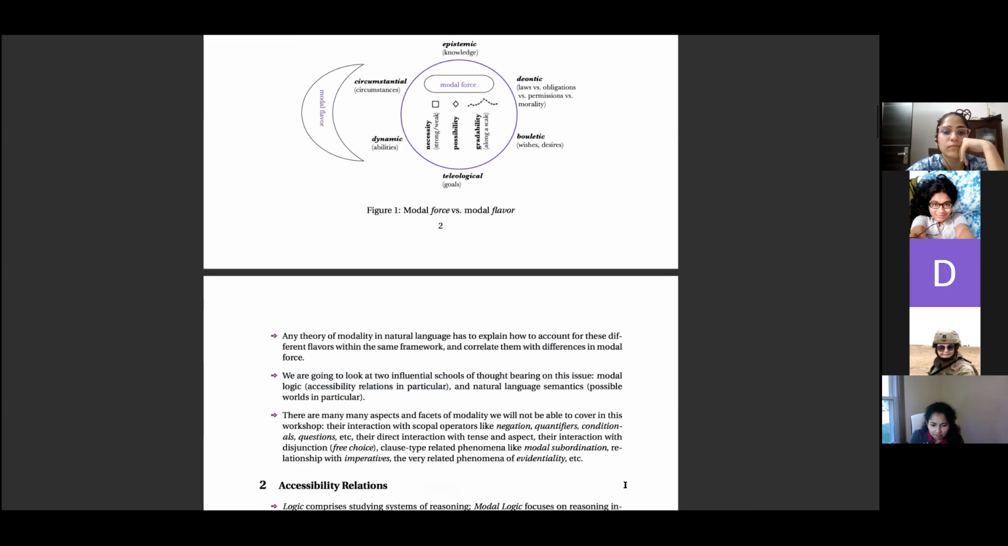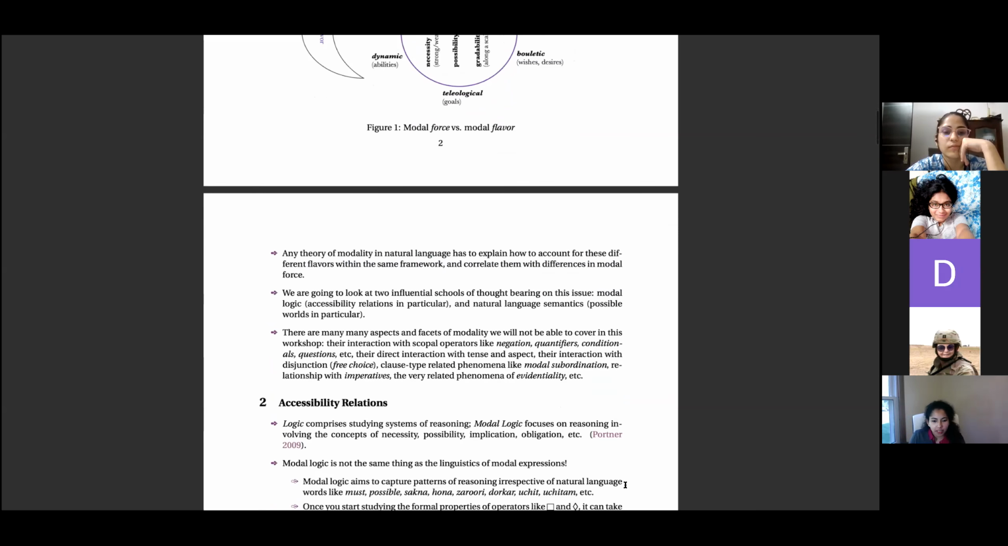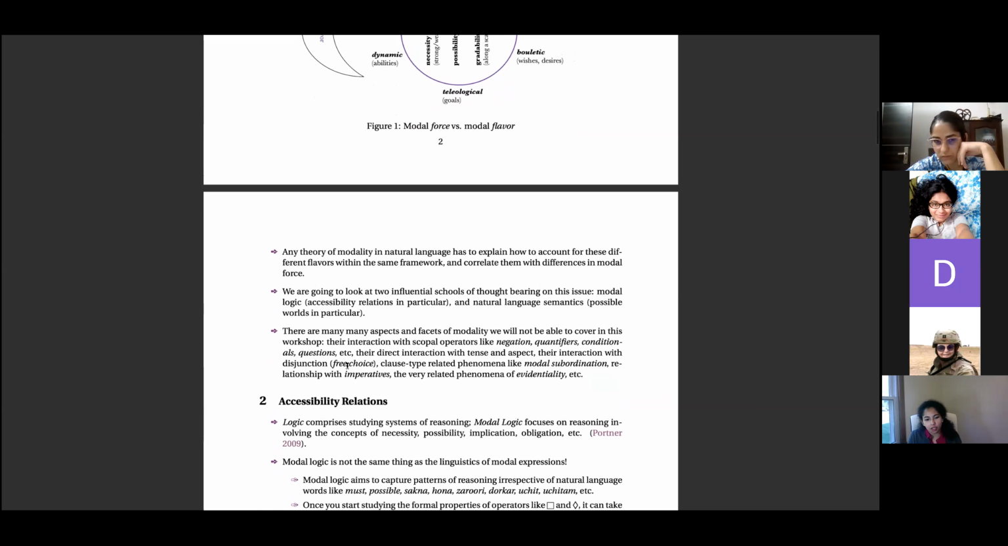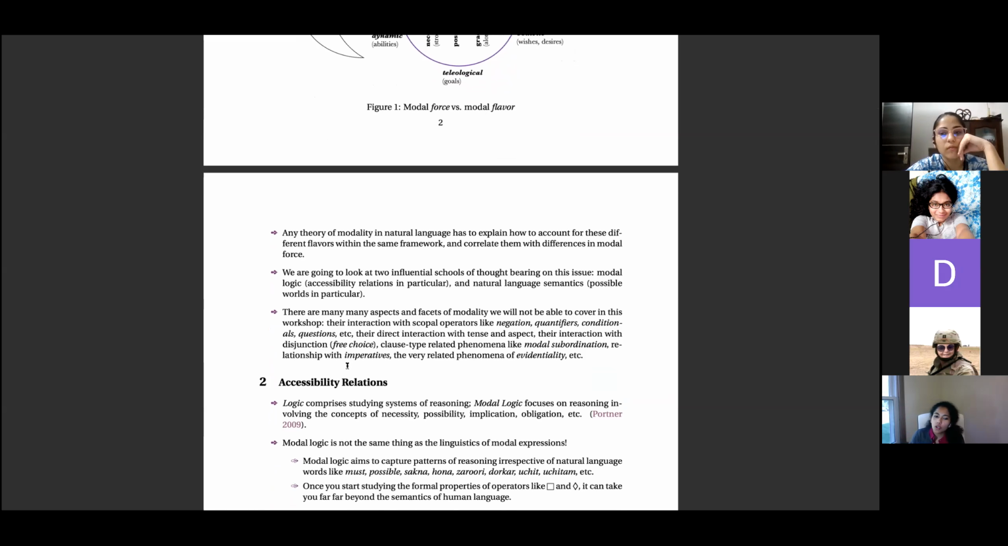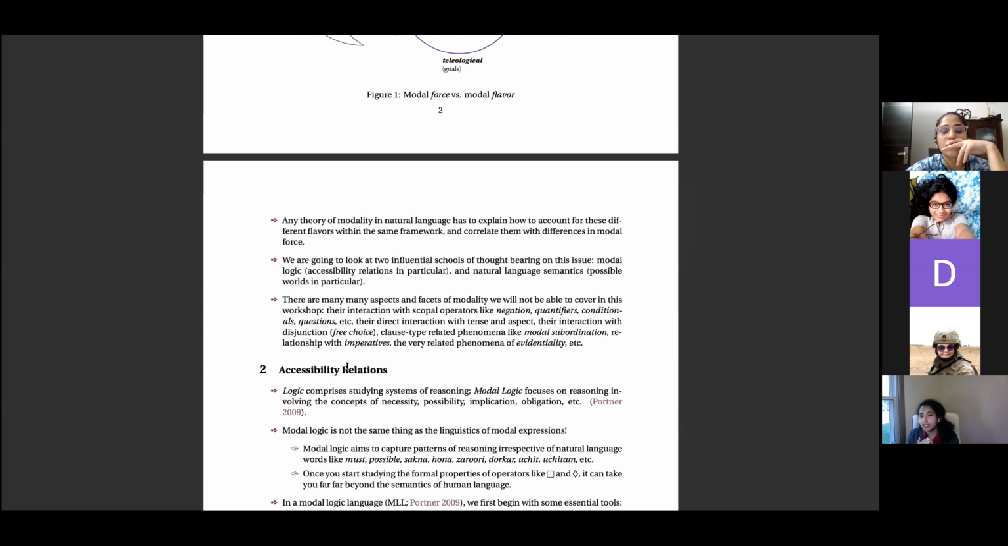Okay, so accessibility relations. Let's start with that. That's what we'll talk about today. This notion comes to us from logic. What is logic? Logic comprises studying systems of reasoning. Any reasoning system doesn't have to be modal reasoning; any sort of reasoning is logic. And then modal logic involves the concepts of necessity, possibility, implication, obligation, etc. I want to harp on this as much as I possibly can.